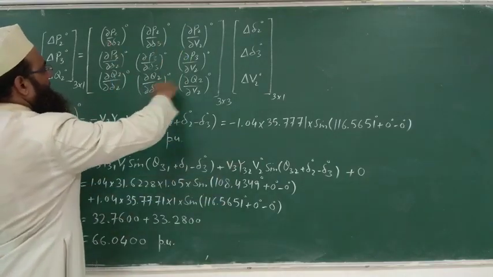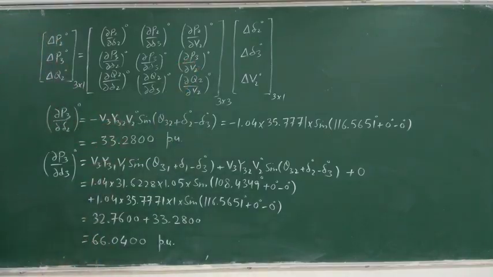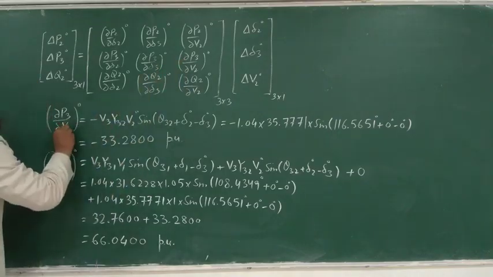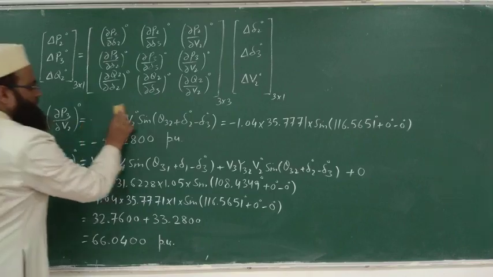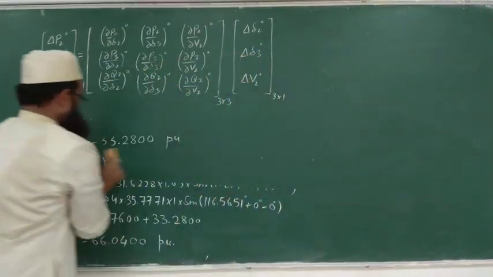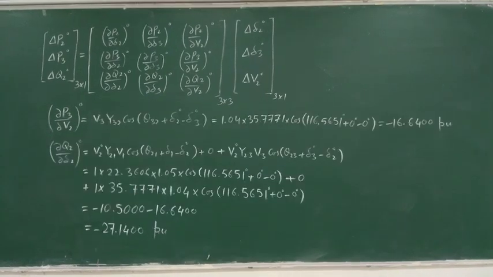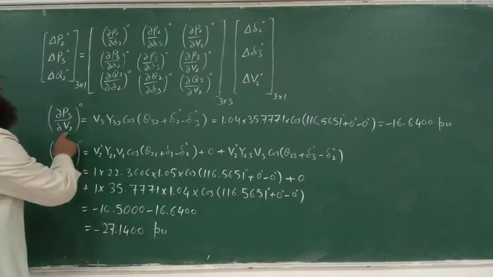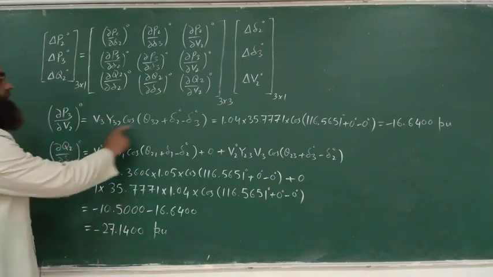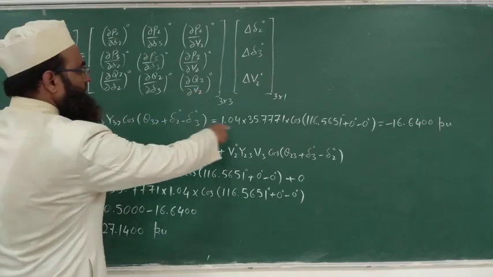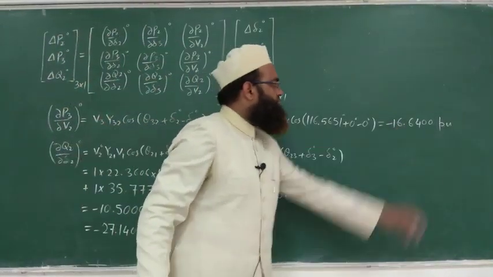So remaining 4 elements. Next one will be del P3 upon del V2, this one. For del P3 upon del V2, we are having just one term, right? And this is coming out to be minus 16.6400 per unit.